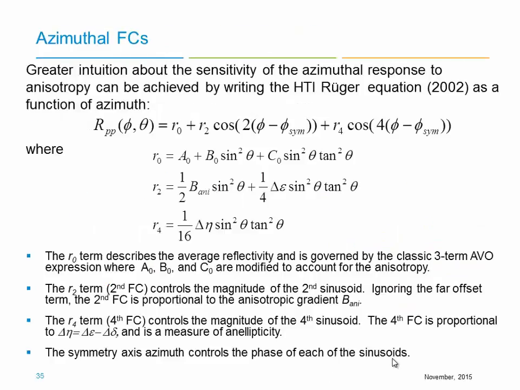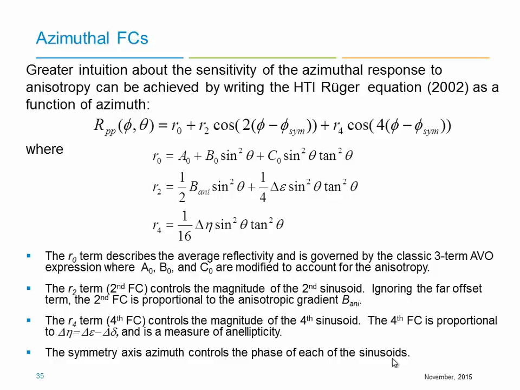So, for example, I'm restricting myself to HTI media today, so I'll show you the HTI expressions, but we can do this also with orthorhombic or, let's say, vertical fractures in the VTI background media. We're going to have our P-wave reflectivity. It's going to be the sum of these sinusoids, where R is the magnitude and phi sim is the phase. So the first thing to take from this is that the phase of these sinusoids is governed by the symmetry axis or the fracture normal.